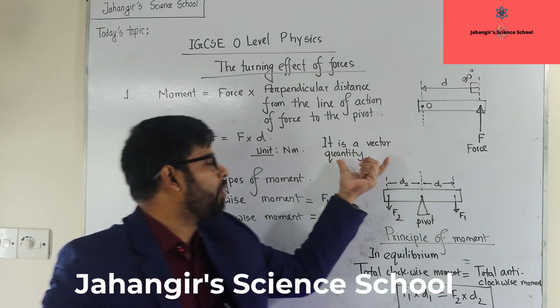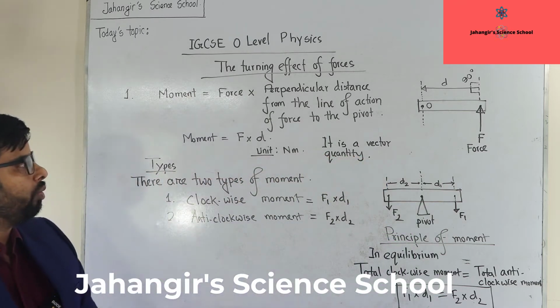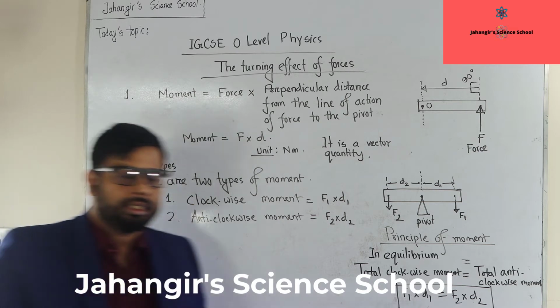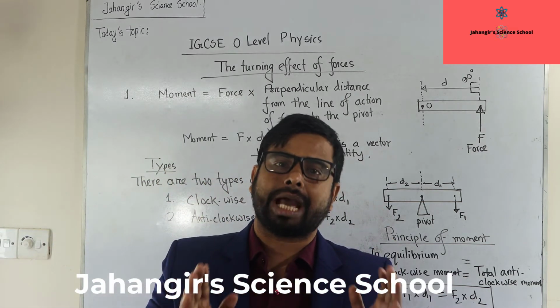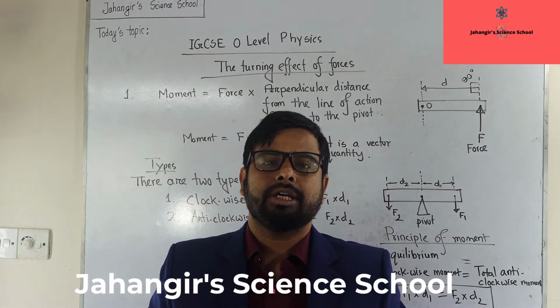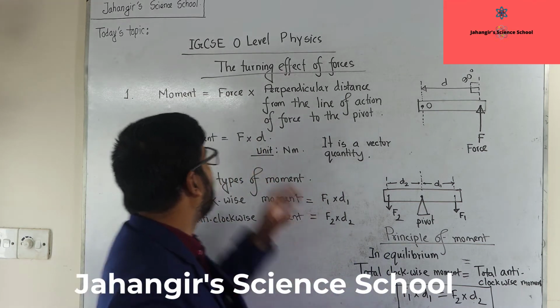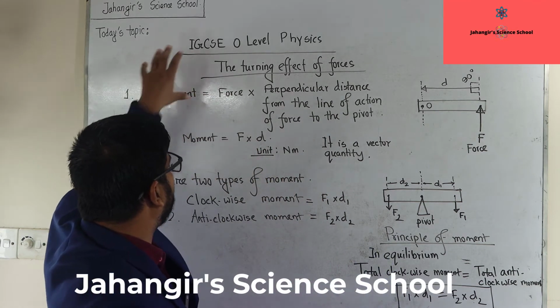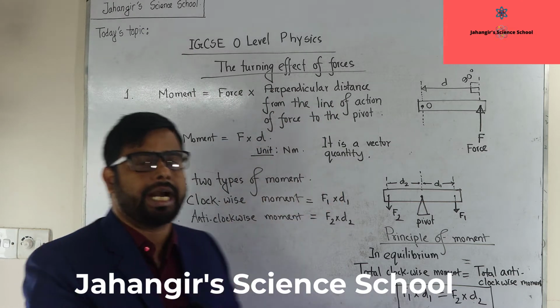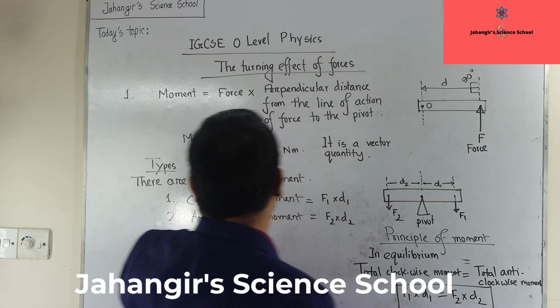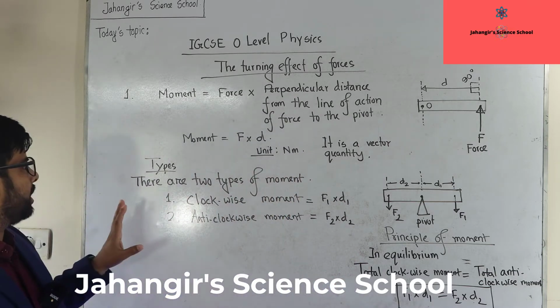It is a vector quantity. Why vector quantity? We know the physical quantity which has both magnitude and direction is known as a vector quantity. Moment, the turning effect of force, has both magnitude and direction. That's why it is a vector quantity.